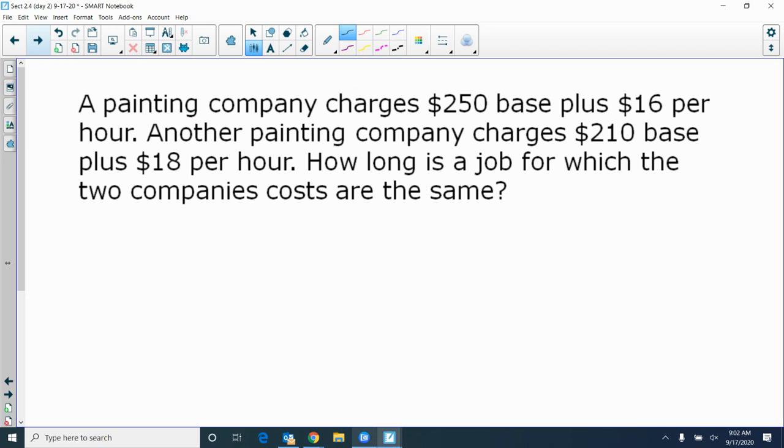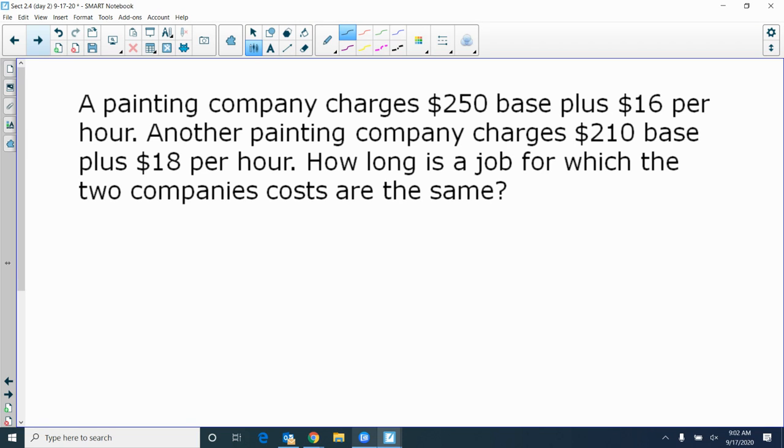Now let's take a look at some scenarios here that we need to be able to do. All right, so it says a painting company charges $250 base plus $16 per hour. Another painting company charges $210 base plus $18 per hour. How long is a job for which the two companies' costs are the same? You come up with an equation to set up this scenario.